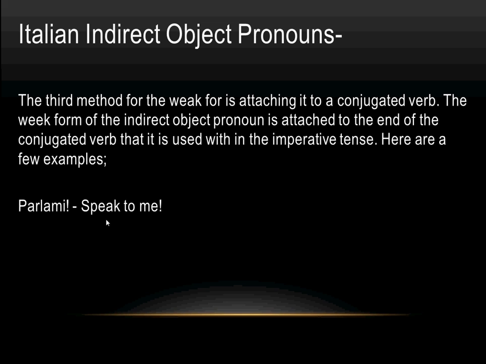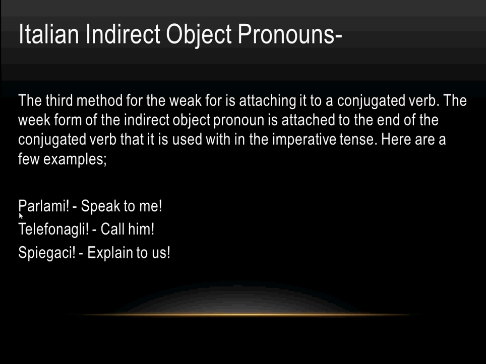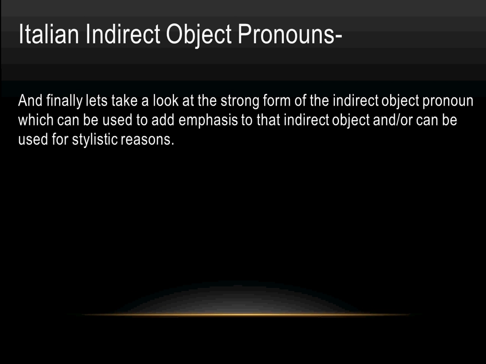Parlami, speak to me. Telefonagli, call him. Spiegaci, explain to us. On all of these, you can see that they're conjugated, and the indirect object pronoun is simply attached directly to the end of the conjugated verb. And finally, let's take a real quick look at the strong form of the indirect object pronoun, which can be used to add emphasis to that indirect object, or can be used for stylistic reasons.